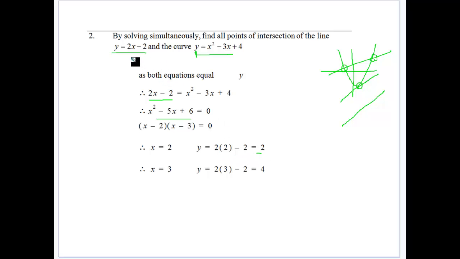Once we've got our x values, we get our y values just by substituting into either one. I'd substitute back into that one, because that's the easier function. Again, 2 and 3 should substitute back into this equation to give you y is equal to 2 and y is equal to 4. They both should hold at the same time. So we get the points (2, 2) and (3, 4) as our points of intersection. Obviously that's not drawn to scale, so don't take it as gospel. But we've got a parabola and a straight line, and the line is cutting it twice at those two points.